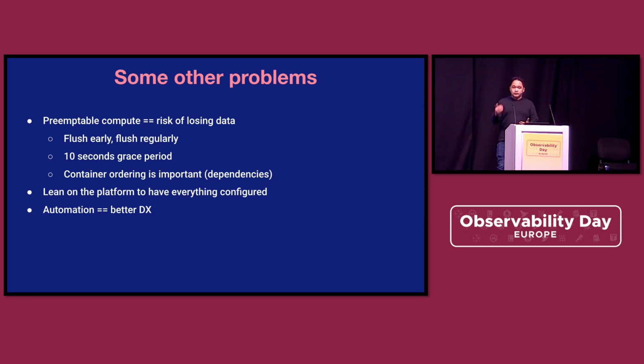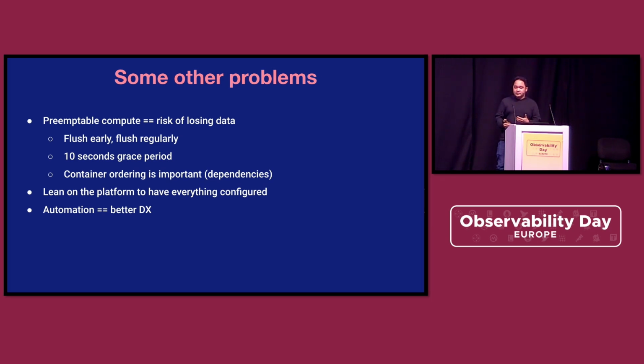So we had to reduce the flushing interval of the hotel collector a lot. Also, in Cloud Run, you just get 10 seconds of grace period, and it's not configurable. So if you don't flush when the container receives a SIGTERM, within 10 seconds, you will lose everything that is in transit, in memory. And also, we had to set up really good ordering of the containers to make sure that the application didn't go up and start serving traffic before the hotel collector was ready to receive metrics and traces.